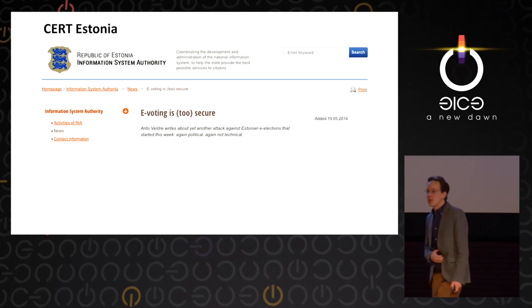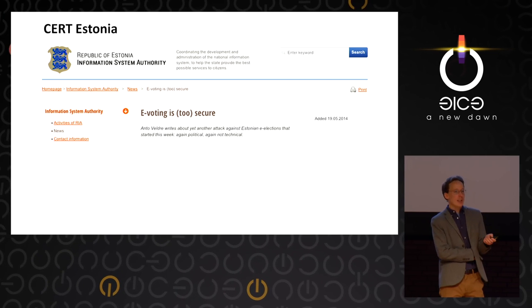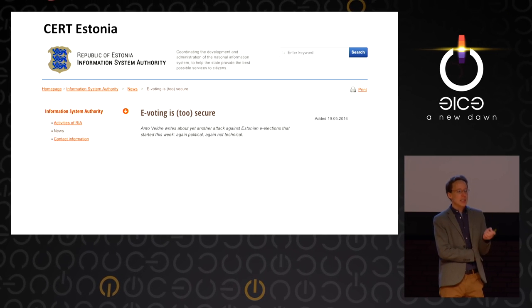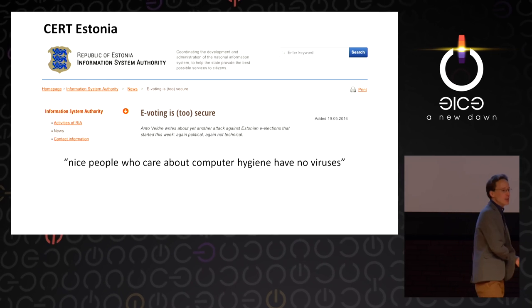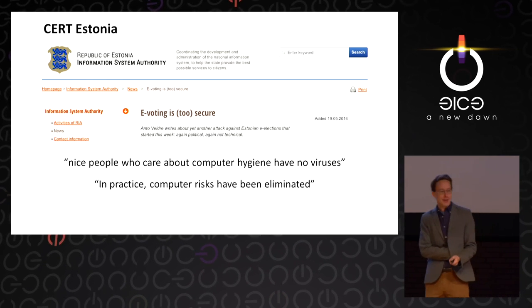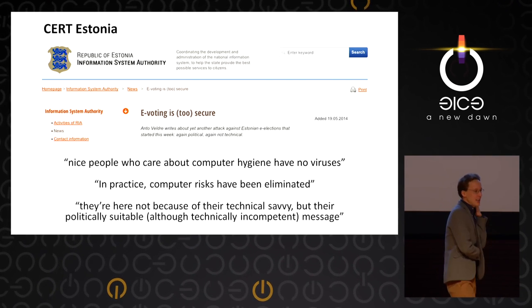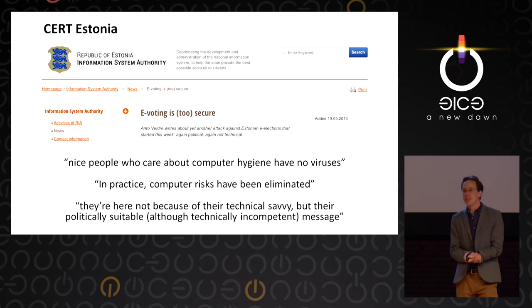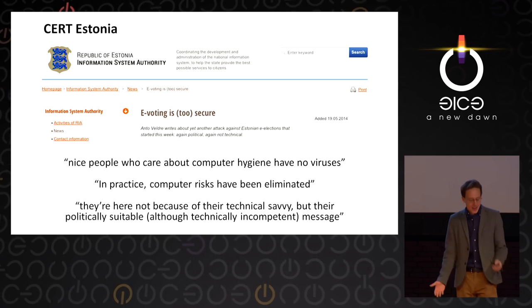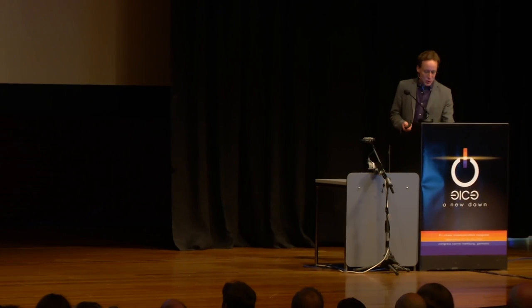But the most surprising thing was that Estonia CERT came out with a blog post. You can find this online in English also. The title of the post is, "E-voting is too secure." Oh dear. Nice people who care about computer hygiene have no viruses, they say. In practice, computer risks have been eliminated in the e-voting system. Oh dear. Well, I don't think we're going to have much luck convincing Estonia to change their voting system.